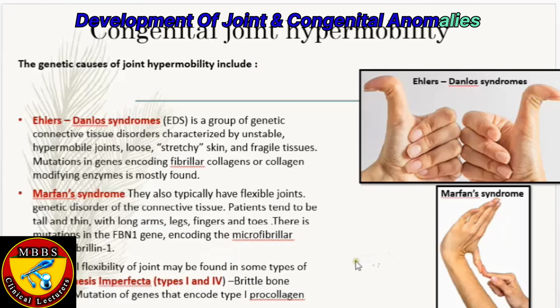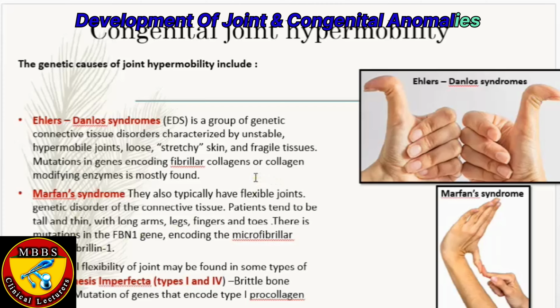Congenital joint hypermobility. There are three connective tissue disorders in which we could see hyperflexibility or hypermobility of the joint. One is Ehlers-Danlos syndrome, the other is Marfan syndrome, and the third one is osteogenesis imperfecta.